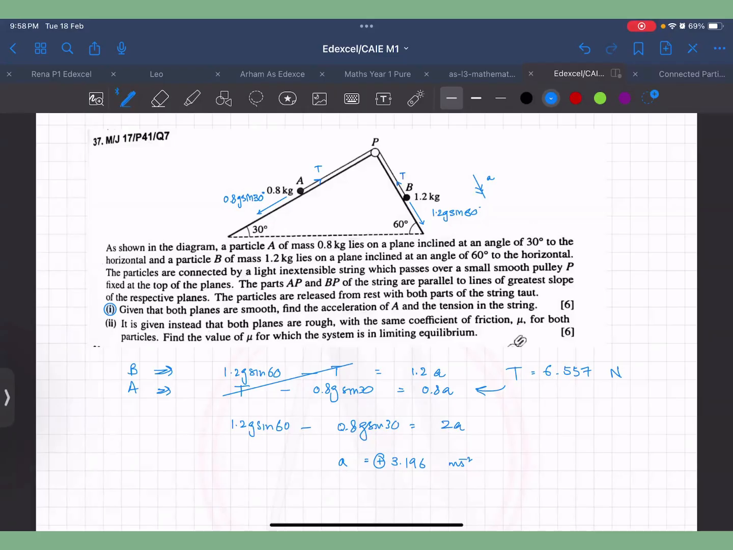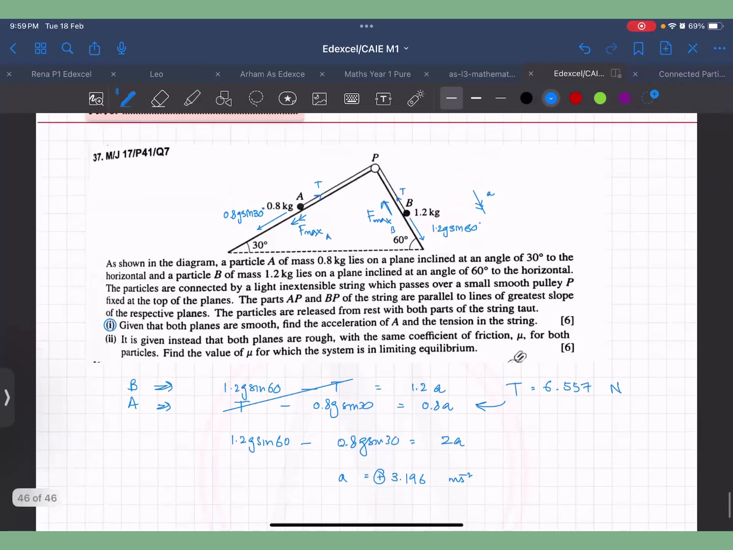Because B has the higher mass, greater mass. Sorry, B is trying to go down. So friction for B would be upwards. A is trying to go up. So the friction of A would be downward. So this would be F max for A and for B.